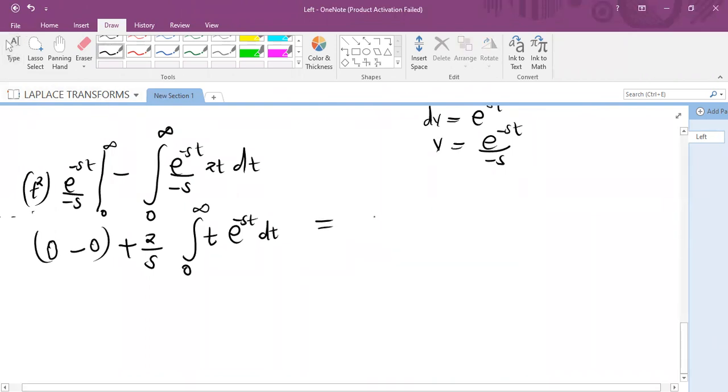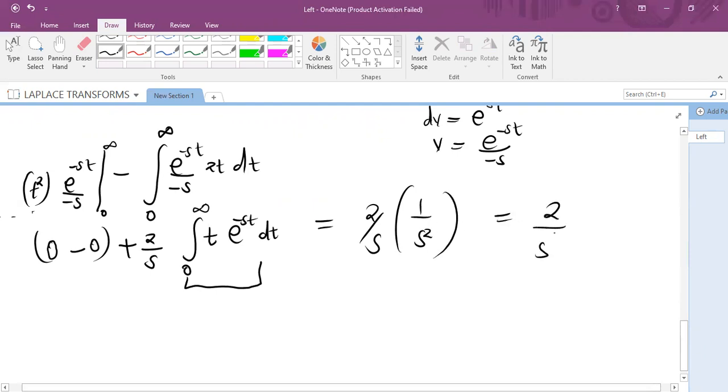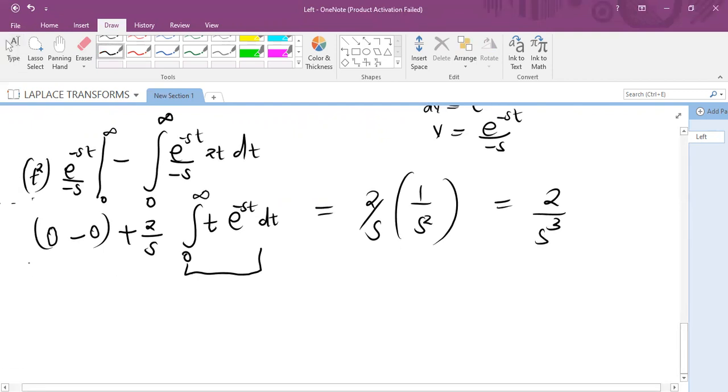So I have this as 2 over s. If we check our working previously, we got that as 1 over s squared. So this basically gives 2 over s cubed. Very fast, let's look at if you're told to get the Laplace transform of t cubed. The procedure is going to be the same.